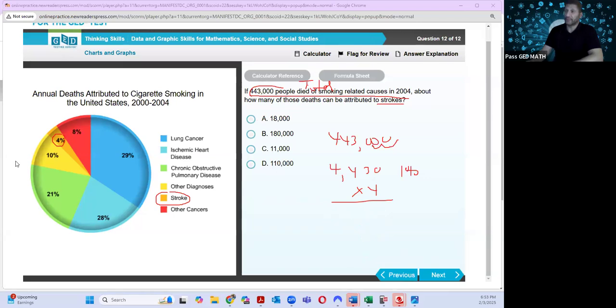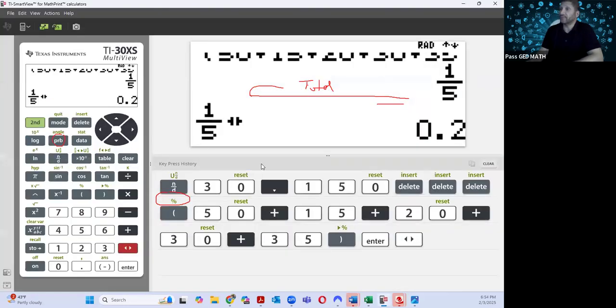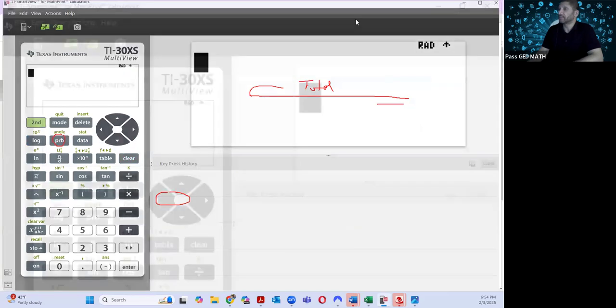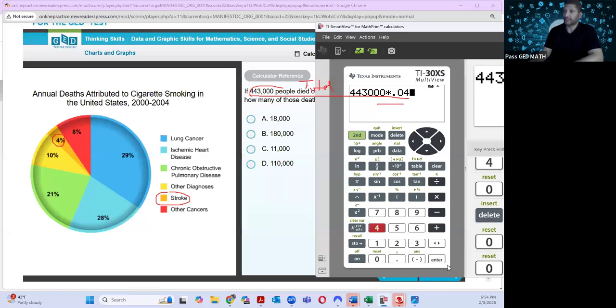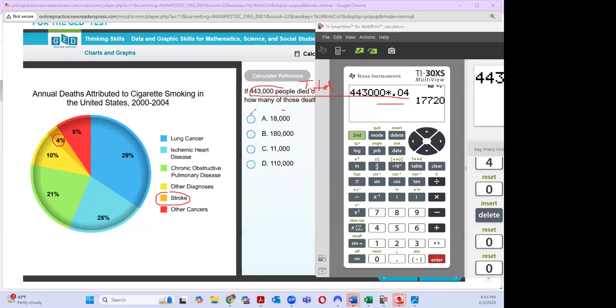But if you weren't doing mental math, you would just use your calculator. Percentages are very important. To find a part, you multiply the whole times the percentage. So all you're going to do is take your calculator and multiply 443,000 times 0.04. Remember, for 4% I've got to move the decimal two places. I did that in my head and got 17,720, but that answer is not there. But that's the closest.